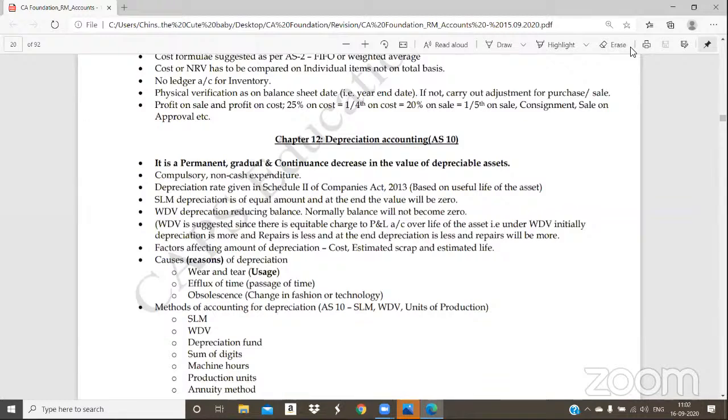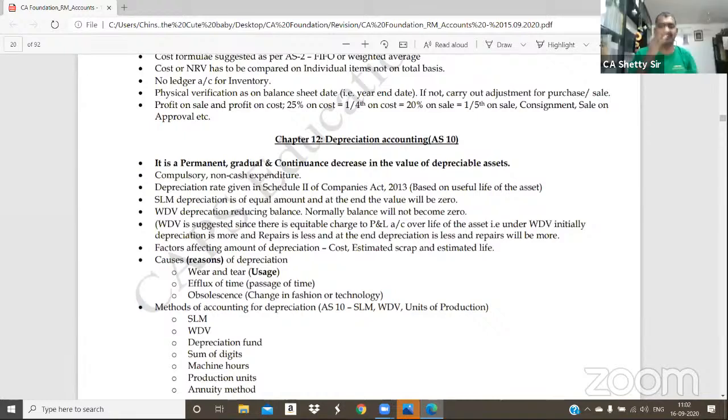That is, under WDV, initially depreciation is more and repairs is less, and at the end depreciation is less and repairs will be more. It's a beautiful sentence. A 2 marks question: which method is better? So this is why I am spending a lot of time on theory also. Problems anyway you can practice. 2 marks theory can be asked from anywhere. Which method is better? WDV is better.